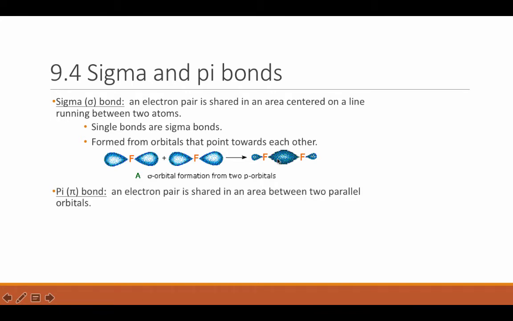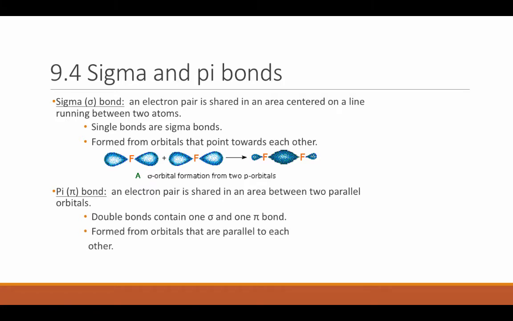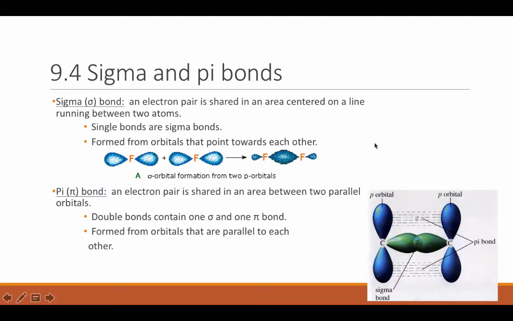A pi bond, on the other hand, often abbreviated with a pi symbol, is an electron pair that is shared in an area between two parallel orbitals. A double bond contains one sigma and one pi bond. These are formed from orbitals that are parallel to each other, as shown here.